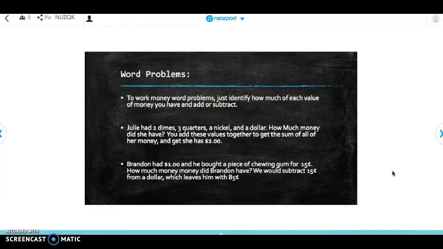Then we'll go into a set of word problems. We'll work the first one out together and the second one we do on our own. Julie had 2 dimes, 3 quarters, a nickel, and a dollar. How much money did she have? Then we get the answer and discuss how we got that answer. She had $2 because you add all these values together and you get the sum of her money. Then I have the students do the next problem on their own, and we discuss how we got the answer and whether their answers were correct or incorrect.